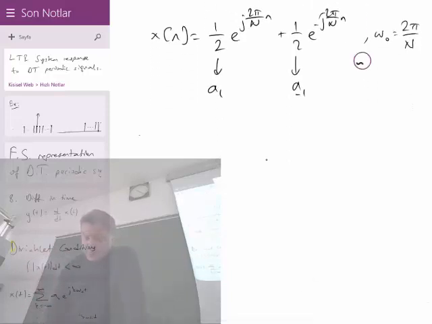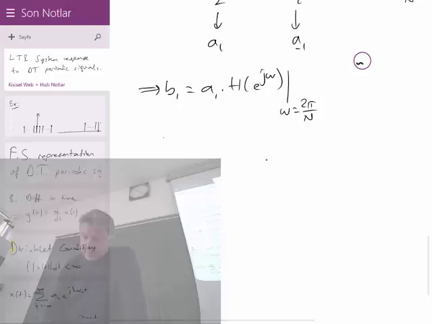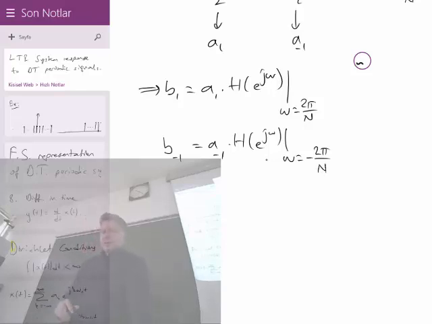So what is B1? B1 is equal to A1 times h of e to the j omega at omega is equal to k times omega 0, which is 1 times 2 pi over capital N, which is 2 pi over capital N. And B minus 1 is equal to A minus 1. The only non-zero terms are these. The other Fourier series coefficients don't exist. H of e to the j omega multiplication at omega is equal to k times omega 0. K is minus 1. So it is minus 2 pi over capital N.